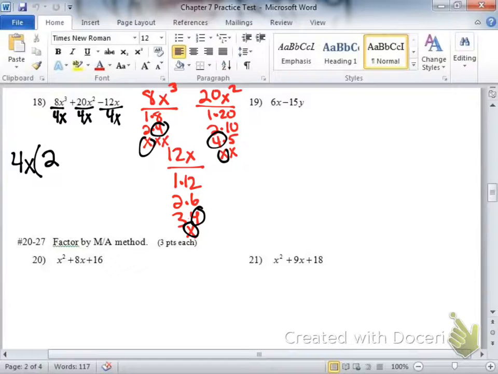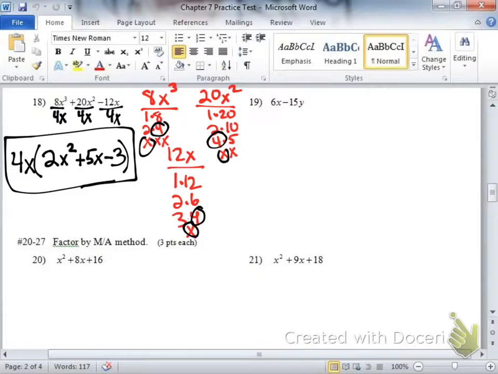You had x to the third. You're taking one of those x's out, so you get an x squared. In the middle, 20 divided by 4 is 5. You had x squared. You're taking one of them out, so you just have one x left. And then in the back, you have an x. You're taking it out. You also have a 12. You're dividing it by 4, so you just have a 3. Questions on that one? It's probably the most difficult one in the GCF section.